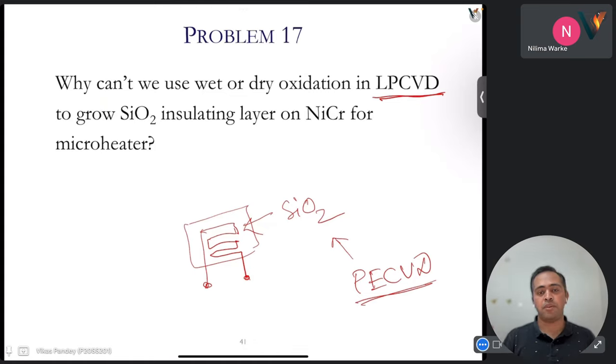reactions occur. But in the case of nichrome, as I discussed earlier, it cannot withstand very high temperatures. Though it has very good resistance, it is not stable at very high temperature. Any metal, as a matter of fact, will get melted or shorted. So all our work will get wasted there.